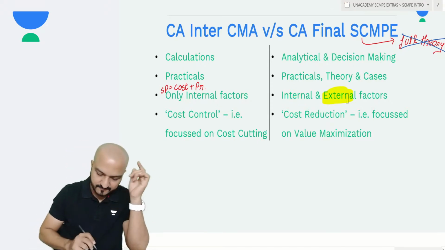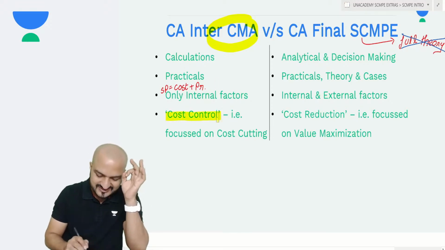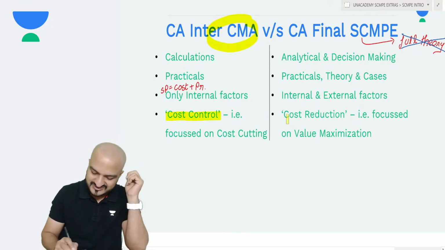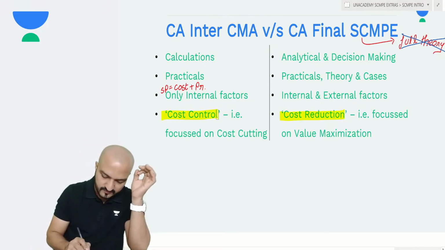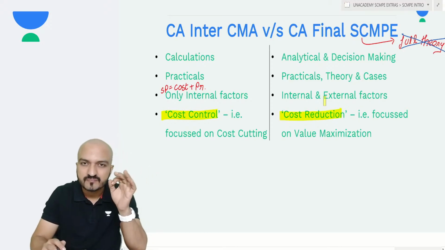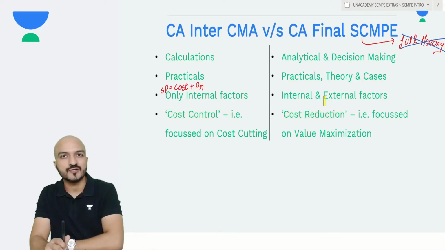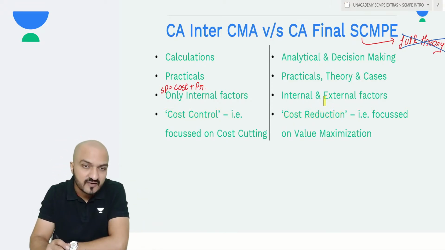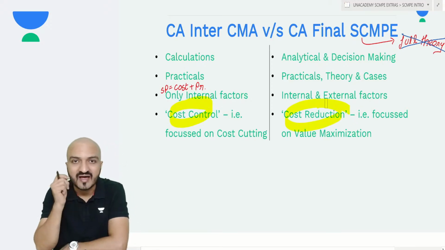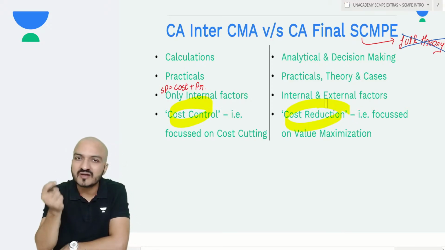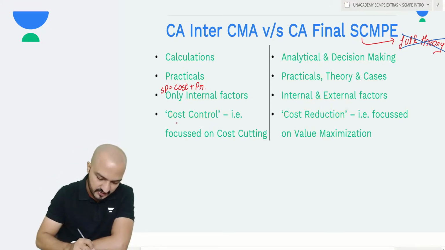Okay? Finally, my inter-level costing subject was mainly focused on cost control, while final level costing subject focuses on cost reduction. Now, cost control versus cost reduction is a very famous concept, and that concept is from CA inter level. Yes, that is not CA final level. You have learned about cost control, cost reduction at CA inter level, and that concept is also very important at CA final level. Do you remember what is cost control or cost reduction?